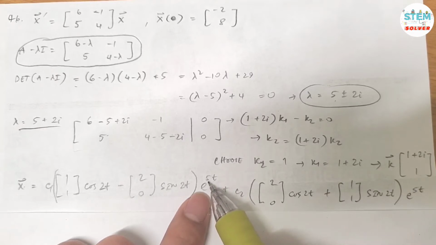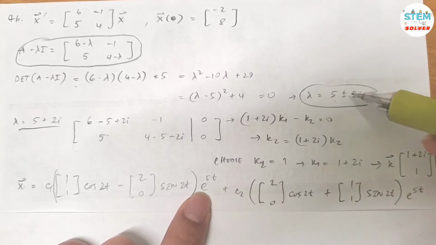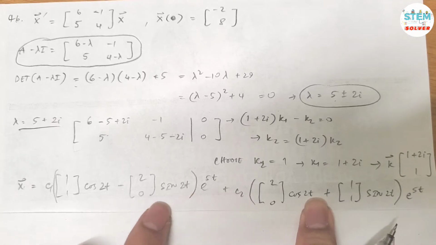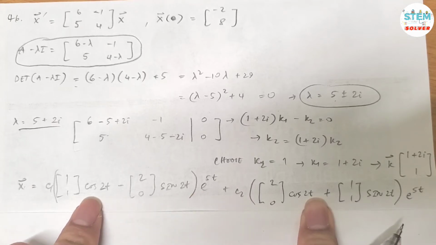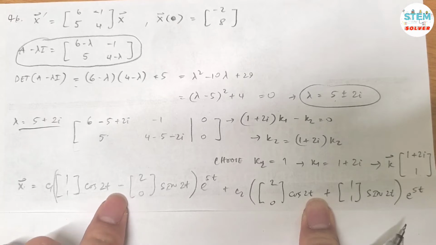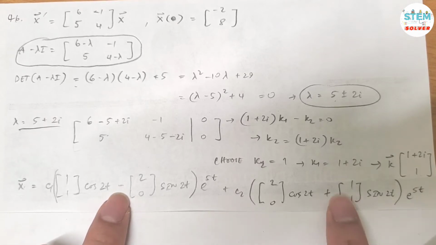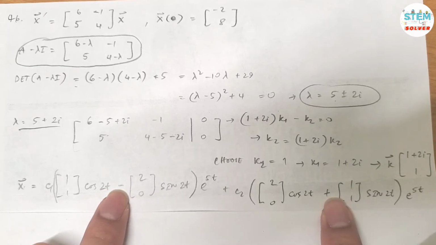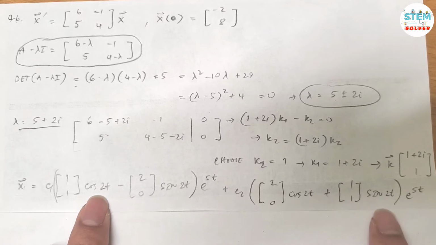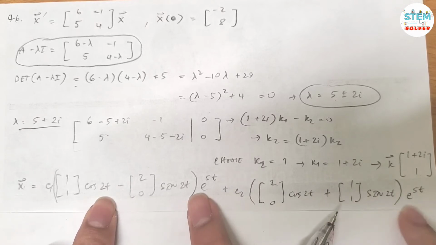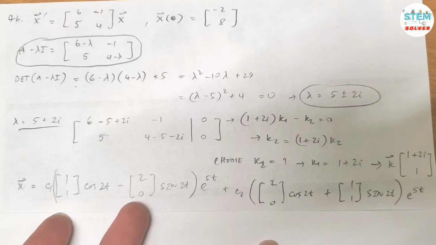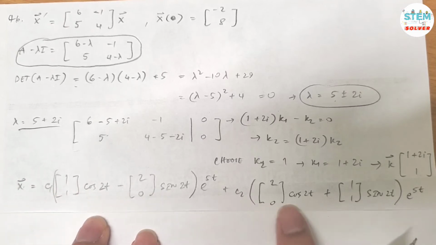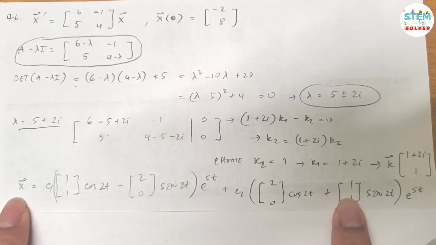Where did I get the 5? This 5 comes from the real part of lambda, and then plus c2. For the second solution, it's just a duplicate of this one, but there is a difference, which is you have to have a plus and minus sign. So if you have this one negative, this one has to be positive. Cosine and sine stay the same, e to the 5t, and you just switch these two vectors together. That gives you this vector x.